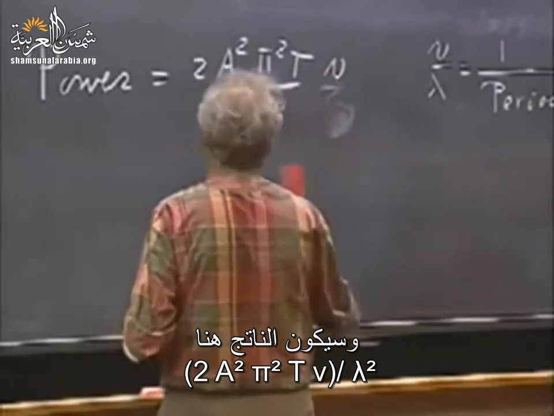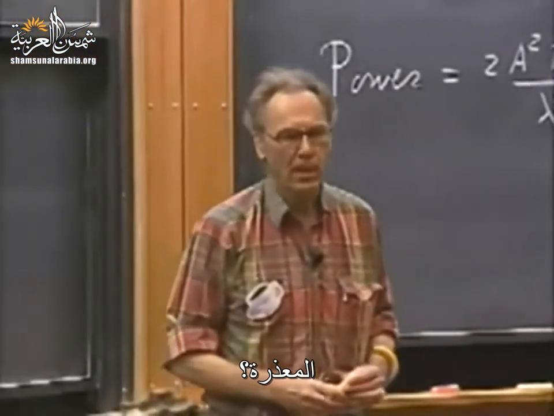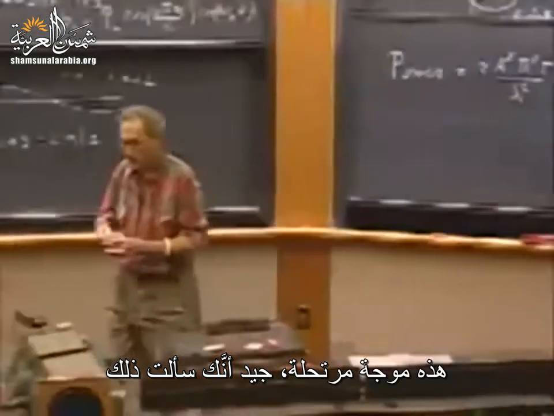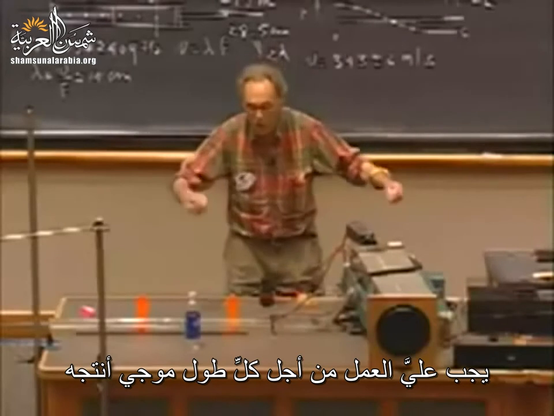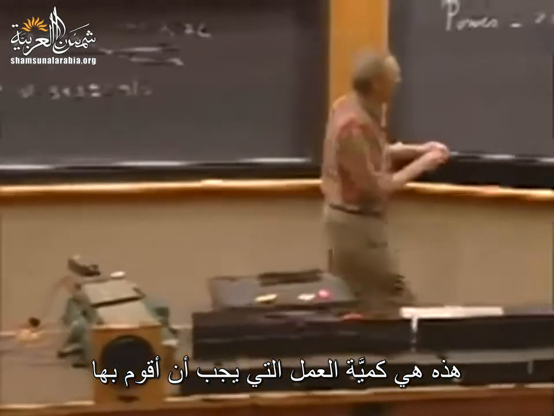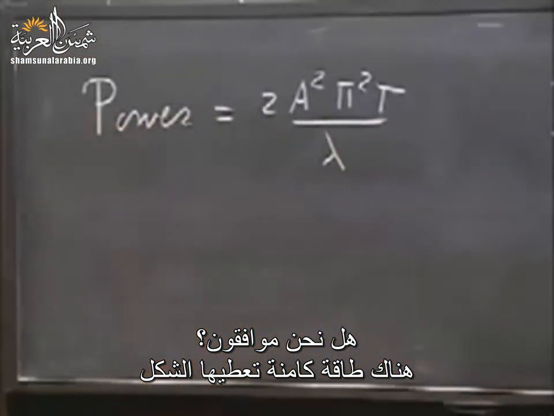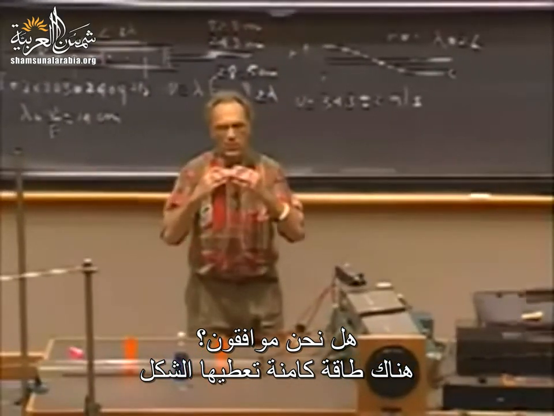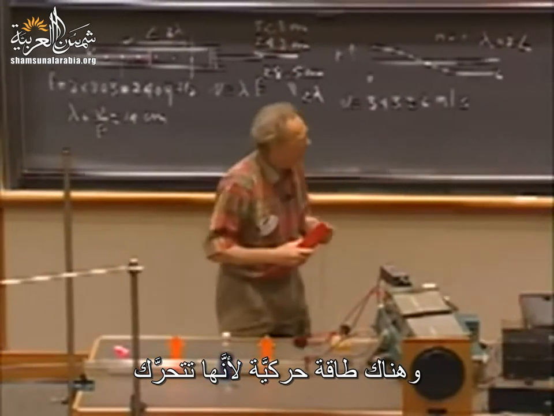There should be 2 there because this is a standing wave. Excuse me? This is a standing wave, right? This is a traveling wave. It's good that you asked that. I am generating a traveling wave. I have to do work. For every wavelength that I produce, this is the amount of work that I have to do. Do we agree? There is energy in the potential energy, because I have to give it that shape, and there is kinetic energy because it moves.